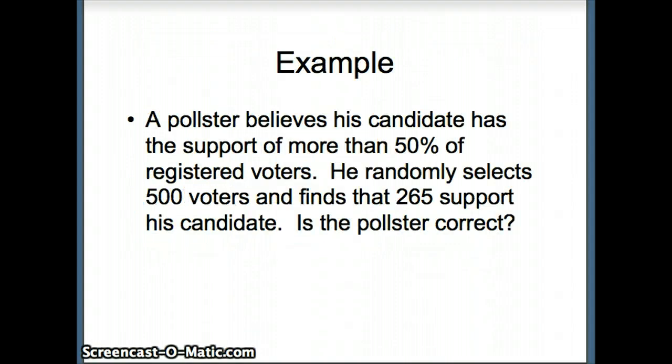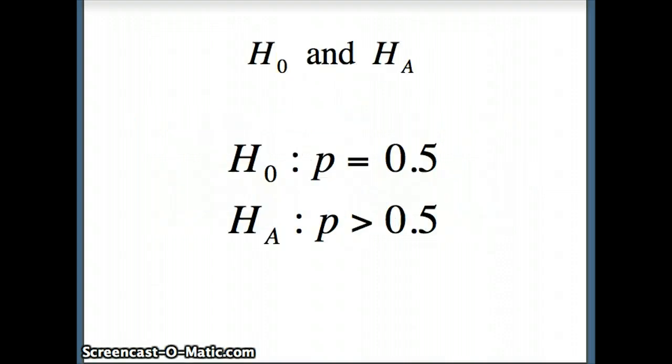A pollster believes his candidate has the support of more than 50% of the registered voters. He randomly selects 500 voters and finds that 265 support his candidate. Is he correct? Can he conclude that of all registered voters, of the entire population, more than half will support his candidate? So here's our H0 and our HA. The population proportion P equals 0.5 versus the population proportion P is greater than 0.5.